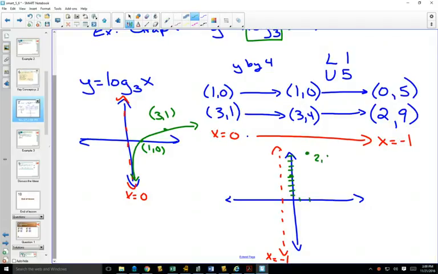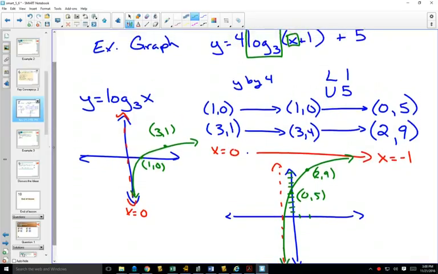And 2, 9. Once we have those 2 points, draw the shape of your logarithmic graph going through those 2 points and approaching your asymptote. And there's the graph of y equals 4 log base 3 of x plus 1 plus 5.